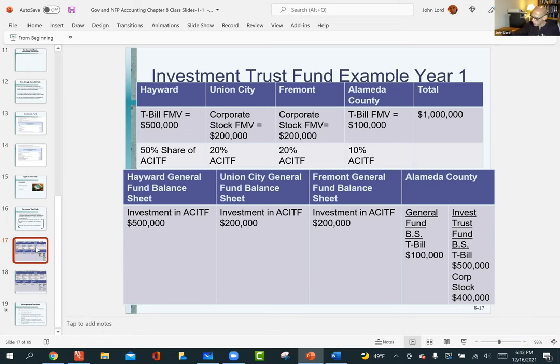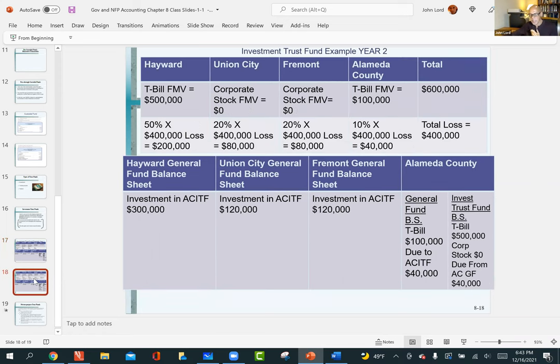Okay. Now, the other point about allocating gains and losses proportionately, and this gets a little scary. You have to be careful who you get in these investment pools with, because notice what happens. If for some reason those stocks became worthless and there's now a $400,000 loss, because Hayward held 50% of the assets in that trust, they would have to absorb what? 50% of that loss. So they would have to absorb a loss of 200,000, whereas the other participants would take less of a hit, even if it was initially an investment that was theirs that caused the loss. You allocate gains and losses proportionally after you put these items into these trust funds.